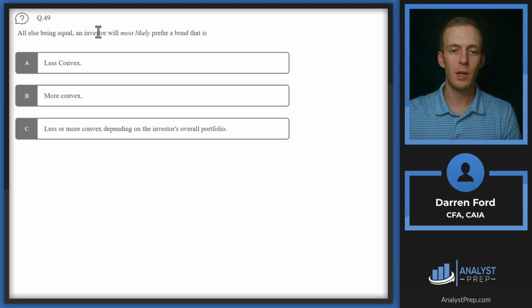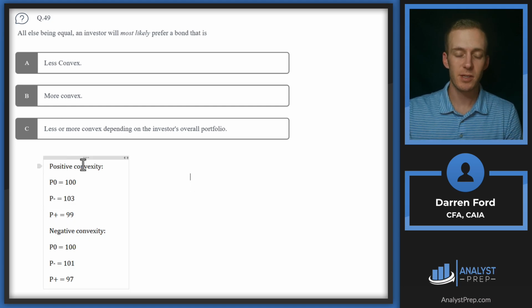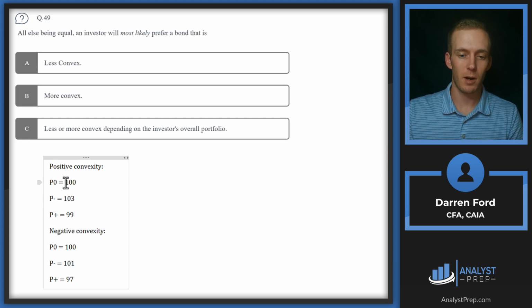Question 49. All else being equal, an investor will most likely prefer a bond that is less convex, more convex, or either depending on the portfolio. So I'm going to pull in this table to illustrate a simple example of convexity. Positive convexity is going to be when the price increase from rates dropping is better than the price decrease from rates increasing.